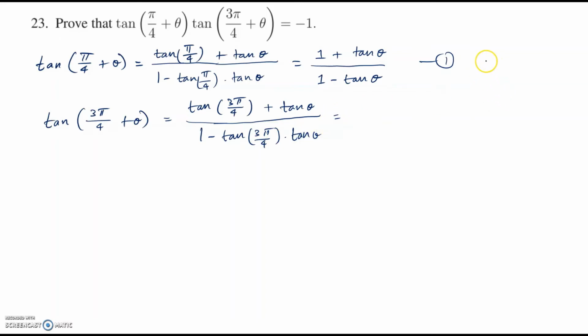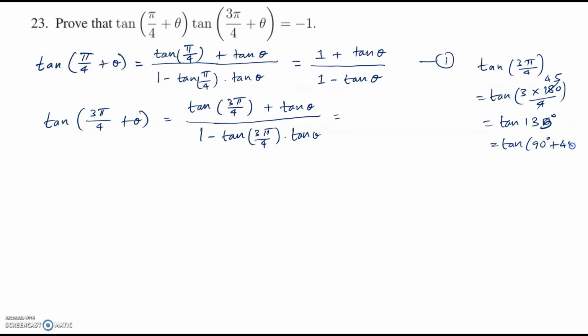Okay, now let's figure out what's tan 3 pi by 4. That would be equal to tan of 3 into 180 divided by 4, which is equal to tan of, if you cancel this, 45 times 3, which would be 135 degrees, which is equal to tan of 90 degrees plus 45 degrees. So this is in the second quadrant, therefore tan will be negative. So minus, and 90 plus 45 degrees will be cot 45 degrees, which is equal to minus 1.